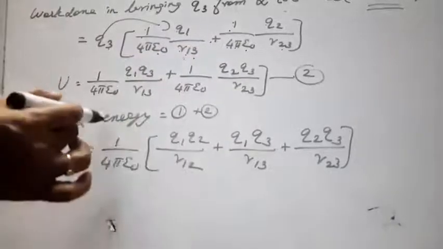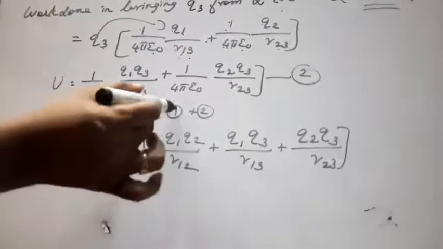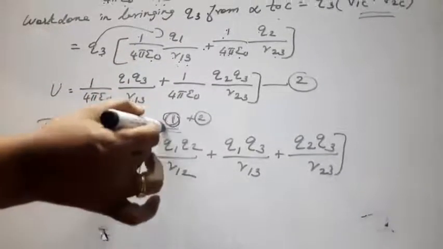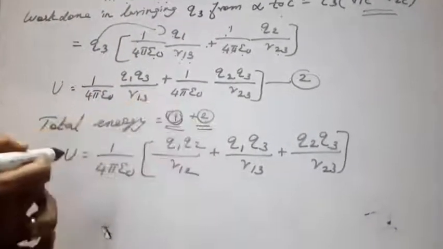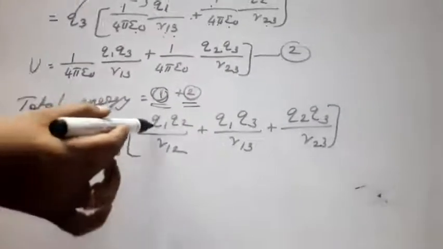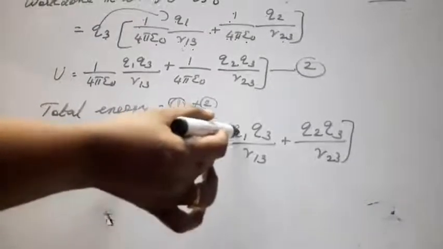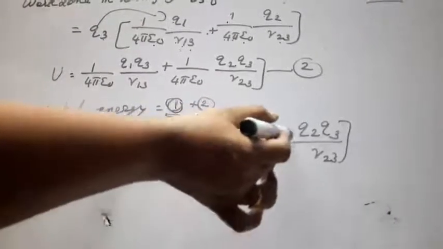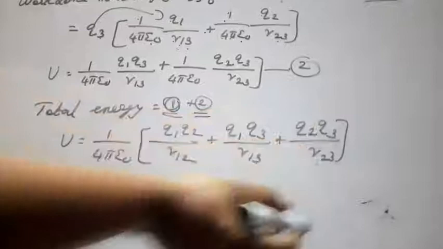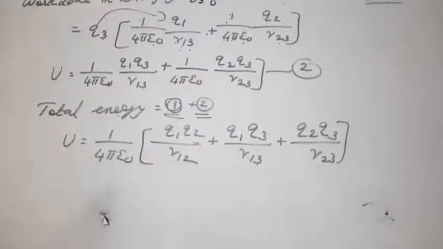This is equation 2. Now, the total energy we have to calculate by the addition of first and second equation. Taking the common factors out, U equal to 1 by 4 pi epsilon naught within the bracket Q1 Q2 by R12 plus Q1 Q3 by R13 plus Q2 Q3 by R23. This is known as the total energy stored in a collection of charges.